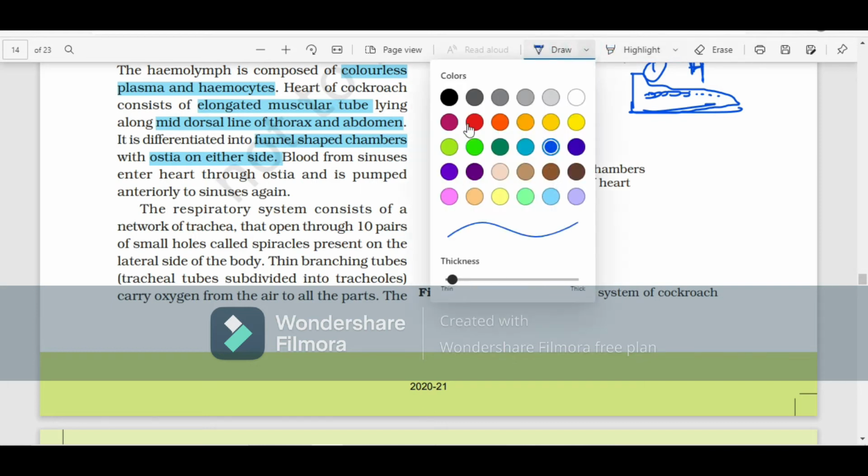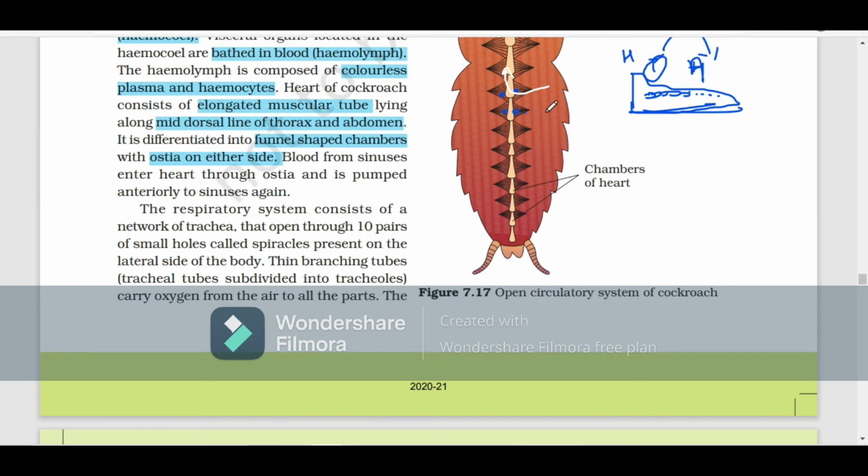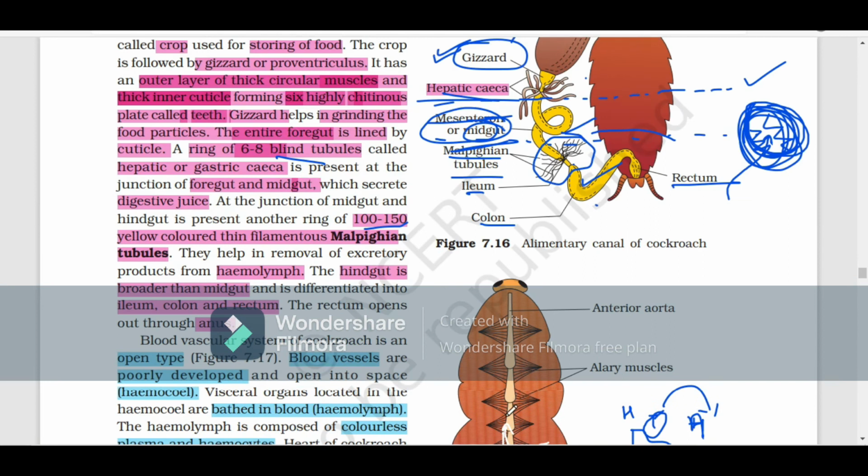So if you see the movement of blood, let's use this color. It'll be this way, right? It is from the sinuses, these are the sinuses, it's going to enter into the ostia and it's pumped anteriorly. Then it'll go up, it'll reach here, and then it's again going to come out. So this is the direction.